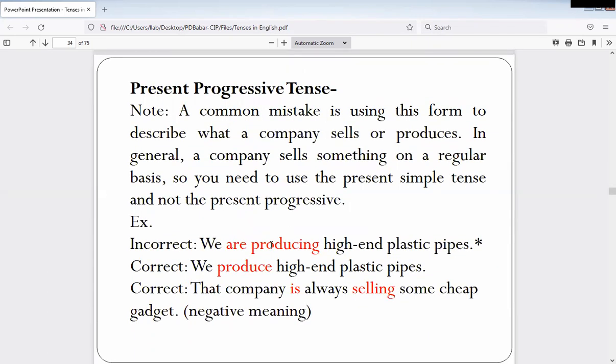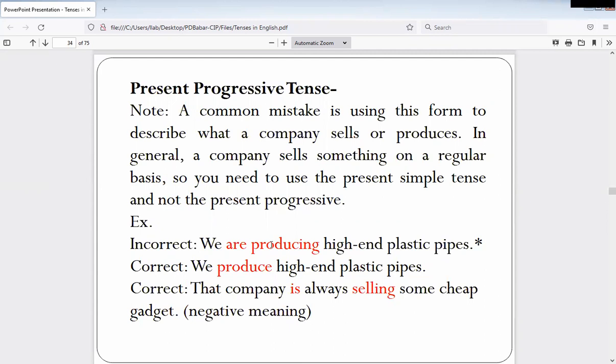Let's come to the note. One of the notes is there: a common mistake in using this form is to describe what a company sells or produces. In general, a company sells something on a regular basis, so you need to use the present simple tense and not the present progressive. So we will talk about this note.